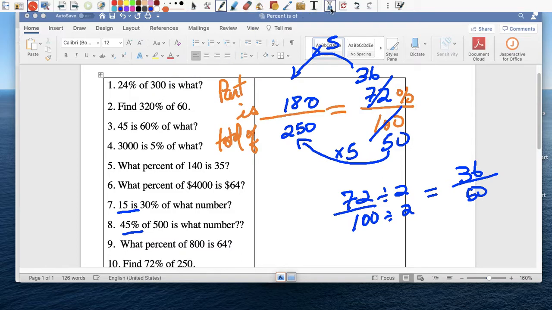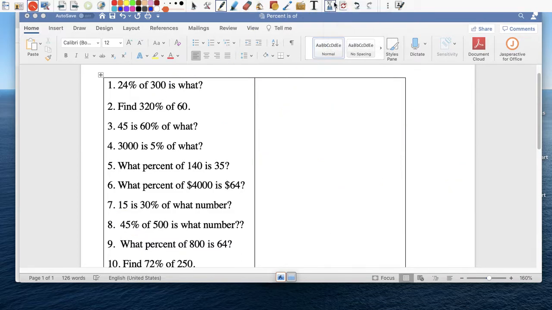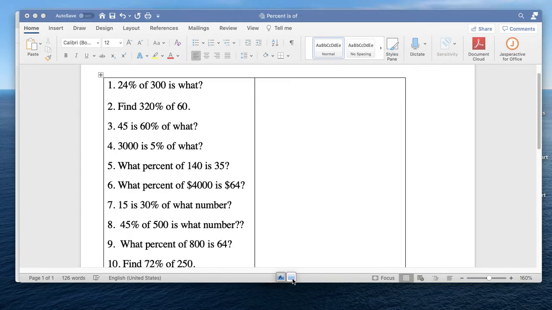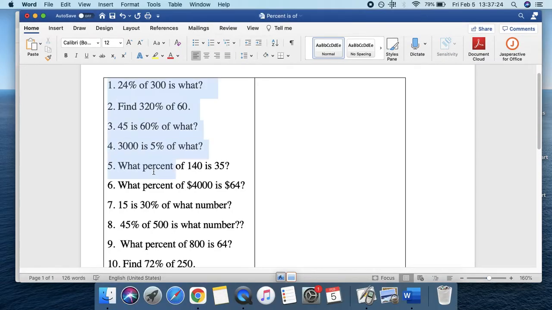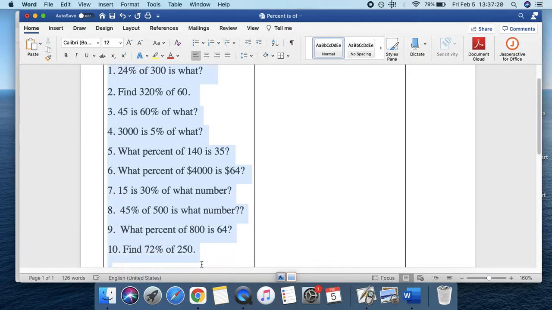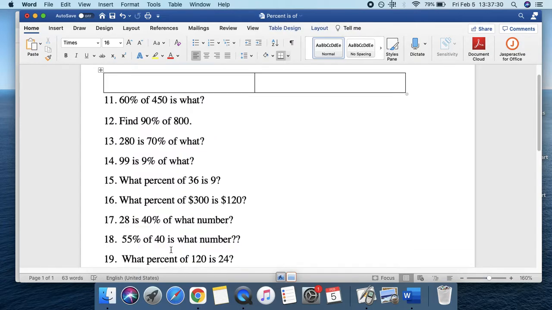All right, so we did the first 10. I think we did a little bit more. Just give me a second. I'm going to switch this. I'm going to put the next set of numbers like this.